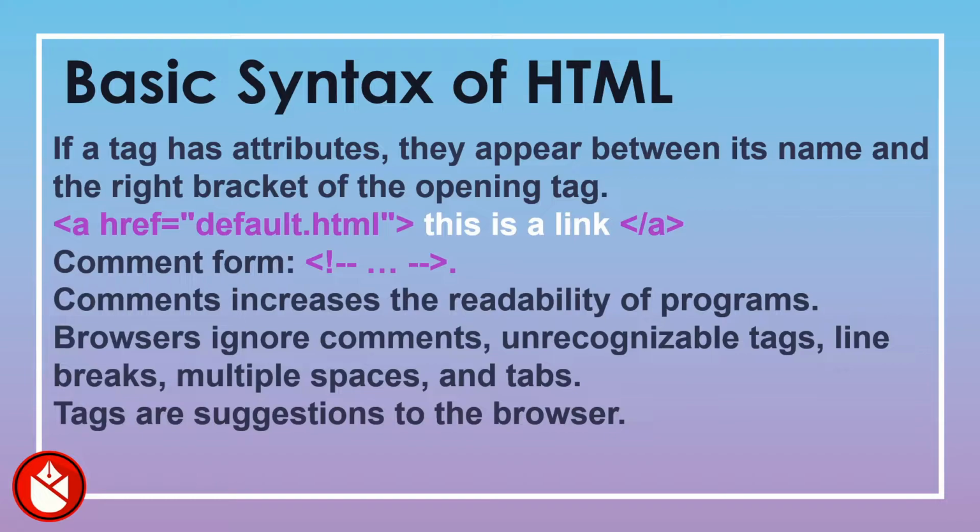If a tag has attributes, they appear between its name and the right bracket of the opening tag. Suppose here the starting angle bracket a href is equal to default.html, in between double quotes, and the end of the angle bracket. Then this is a link, and then that is ended for the a, that is /a.